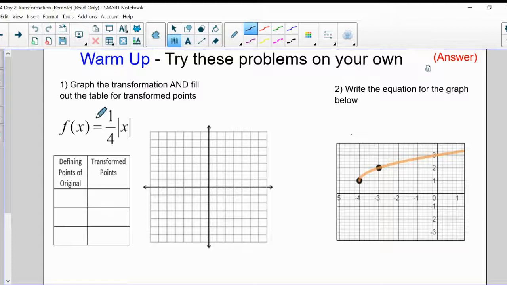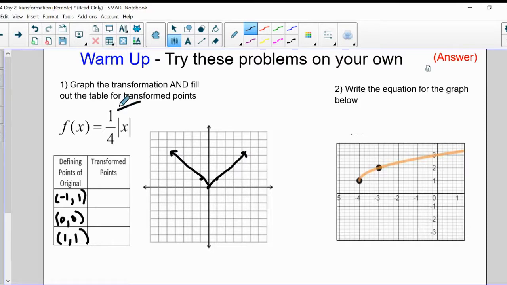We're going to try these problems. First, f of x equals 1/4 absolute value of x. So the original defining points are (-1, 1), (0, 0), and (1, 1). So this is kind of what our absolute value graph looks like, generally speaking.